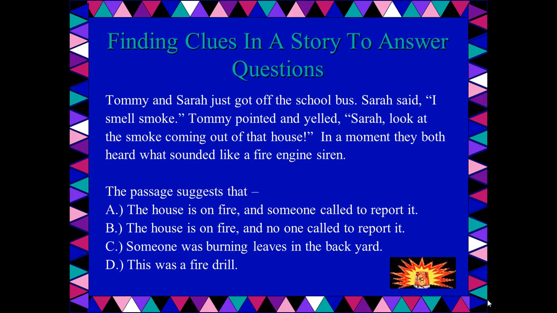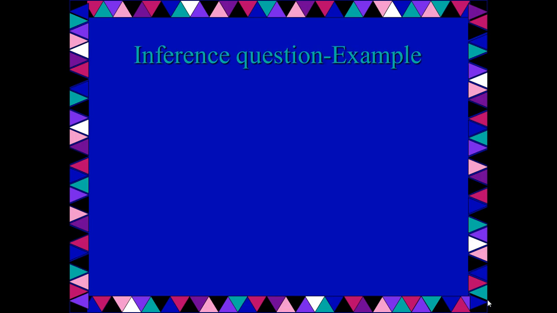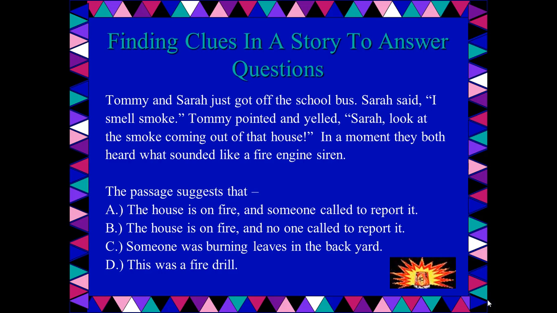Finding clues in a story to answer questions. Tommy and Sarah just got off the school bus. Sarah said, "I smell smoke." Tommy pointed and yelled, "Sarah, look at the smoke coming out of the house." In a moment, they both heard what sounded like a fire engine siren. The passage suggests that A, the house is on fire and someone called to report it. B, the house is on fire and no one called to report it. C, someone was burning leaves in the backyard. Or D, this was a fire drill. That's pretty simple, right? Of course, it's A.